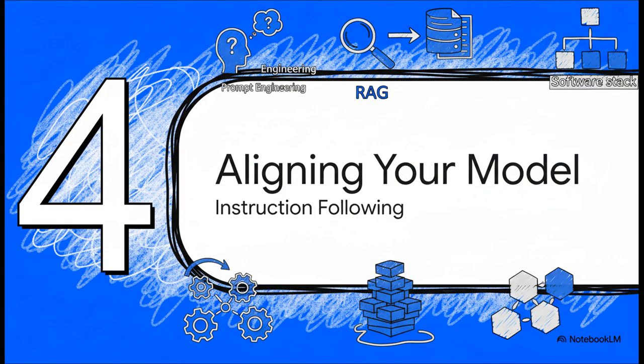So, teaching a model new facts is one thing, but teaching it a new behavior, like how to be a helpful assistant that actually follows instructions, that's a whole different ballgame. This process is called alignment, and it's what turns a raw, powerful base model into something useful like ChatGPT.